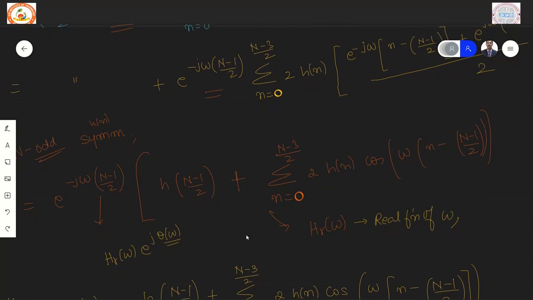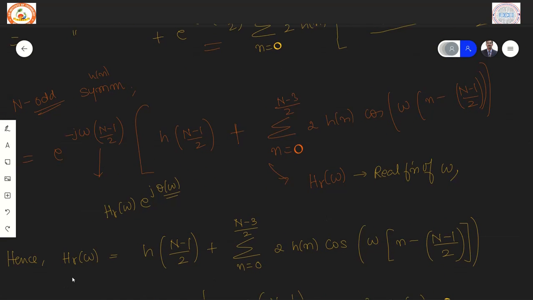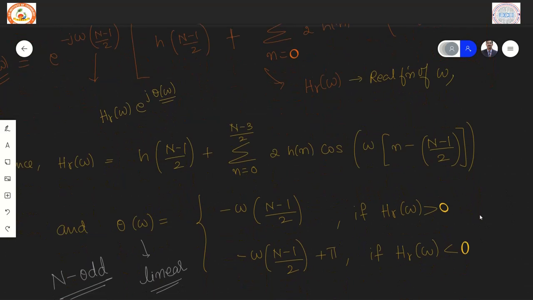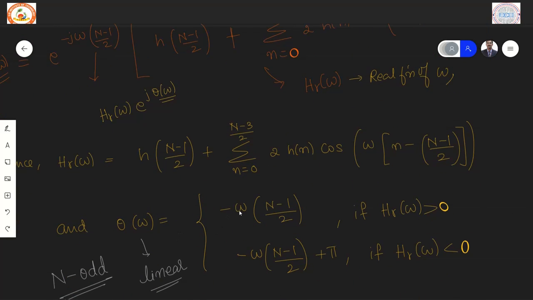Now we know in the above equation we can express it as Hr of omega into e power of j theta of omega. Hr of omega is the real function of omega. Then Hr of omega is equal to h of (N minus 1) by 2 plus the summation with the cos term, the whole quantity inside the bracket. And theta of omega is identical to what we got in the previous case. It is minus omega (N minus 1) by 2, and minus omega (N minus 1) by 2 plus pi, when Hr of omega is greater than 0 and when Hr of omega is less than 0 respectively.